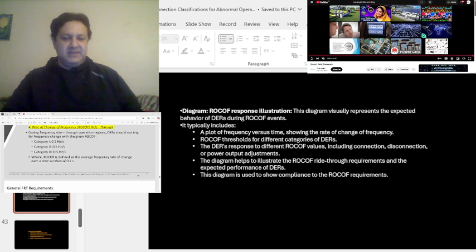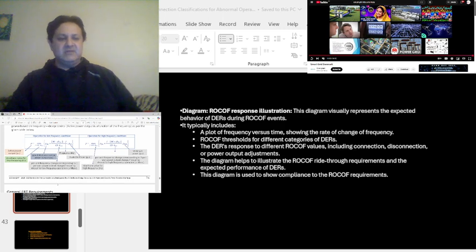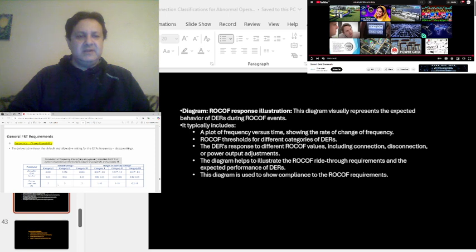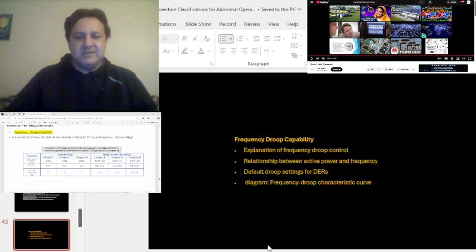So there is a diagram here, you can have a look. This is like a calculation here. We can talk about it later. Then the frequency droop capabilities. Quickly, I have to run through this.